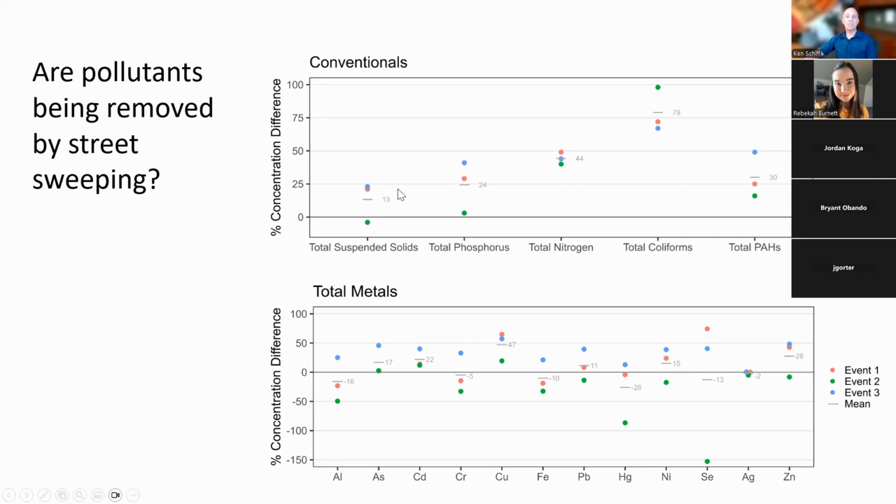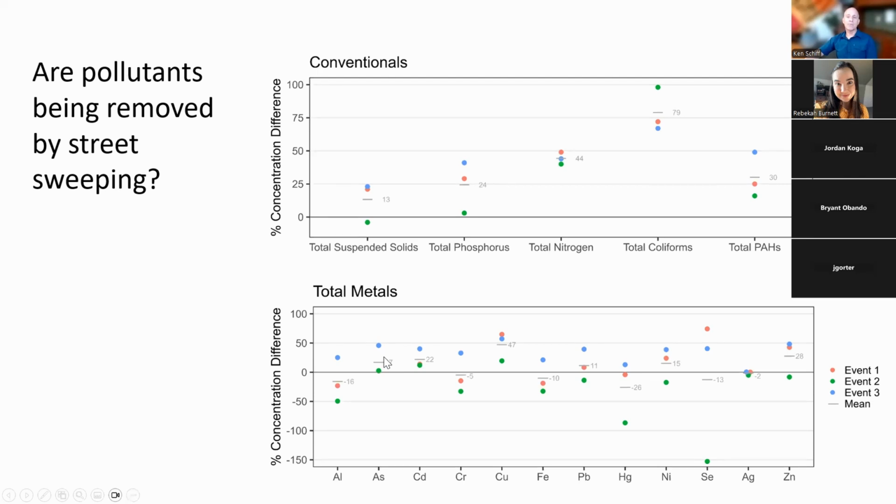So you can see for suspended solids we're at 10 to 15% type removal, load reductions in runoff. For the nutrients, we're at about 25 to 45%. Coliforms, we're getting some pretty good removal. And even difficult things to treat like PAHs, we're still removing about 30% just with street sweeping. The metals were a little murkier of a story. Half of them have averages above 0.